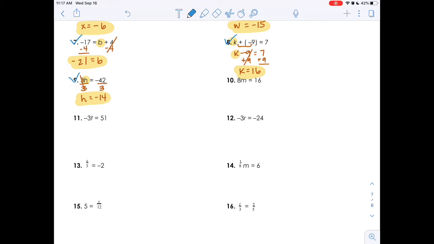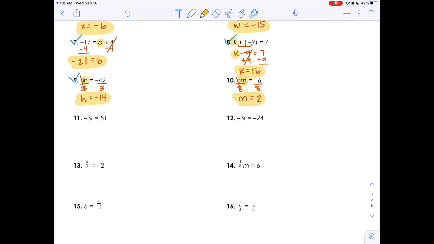Number 10 says 8m equals 16. My variable here is m. Once again, if I have 8m, it means I'm multiplying 8 times m. To undo multiplication, I divide. 8 divided by 8 is 1, leaving me with just an m. If I divide by 8 on the left, I'm also going to divide by 8 on the right. 16 divided by 8 is 2.